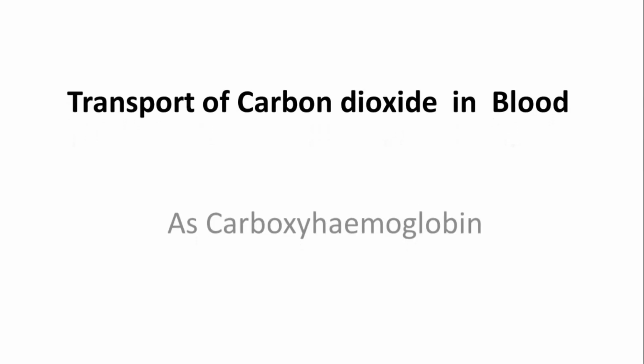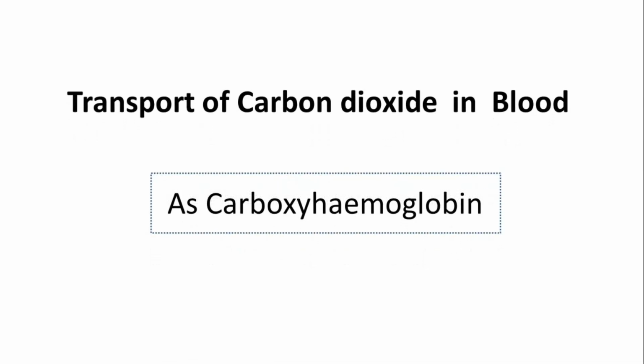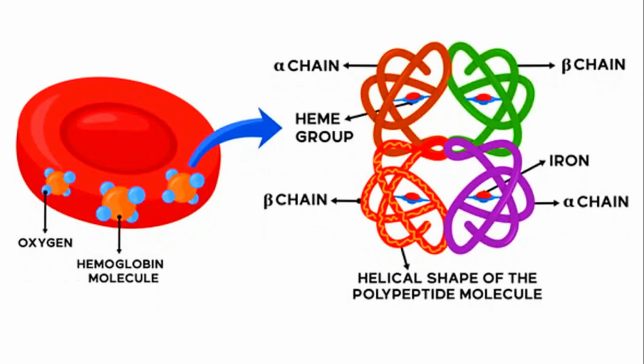So now let's discuss how carbon dioxide is transported as being attached with hemoglobin, which is how carbon dioxide is transported as carboxyhemoglobin. So hemoglobin consists of 4 polypeptide chains, as we have discussed. The polypeptide chains will help us to transport the carbon dioxide, whereas the heme groups, each polypeptide consists of one heme group. It means there are 4 heme groups. The heme groups help us to transport oxygen, whereas the polypeptide chains help us to transport carbon dioxide.